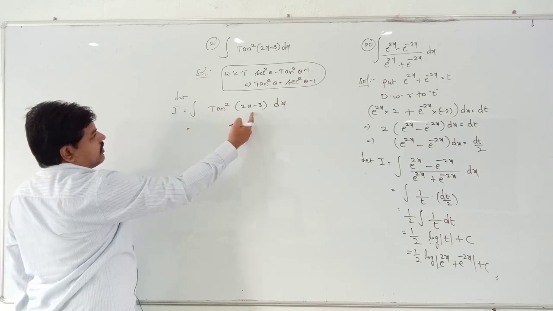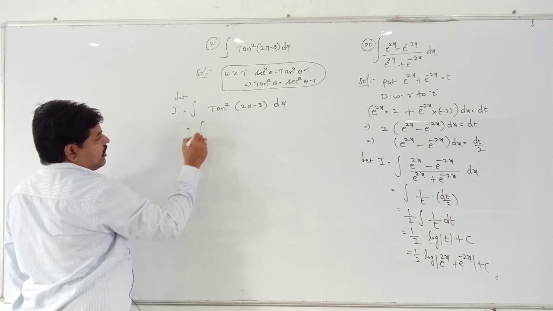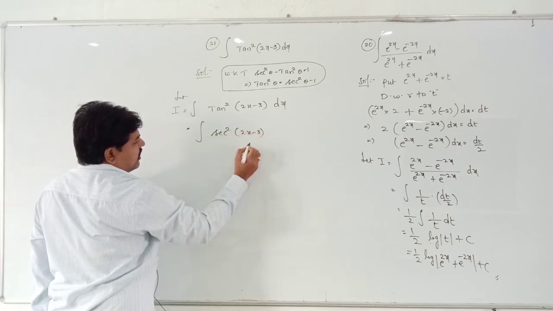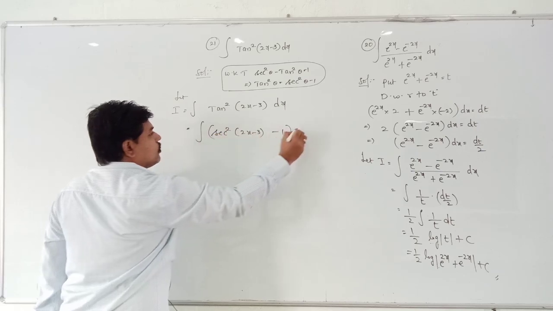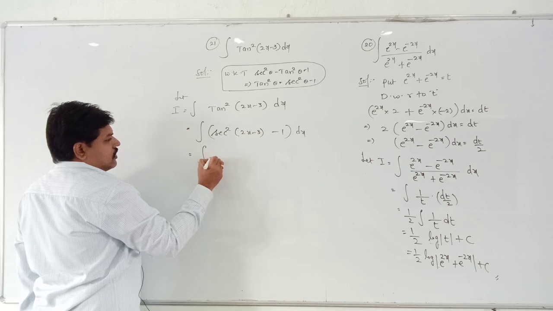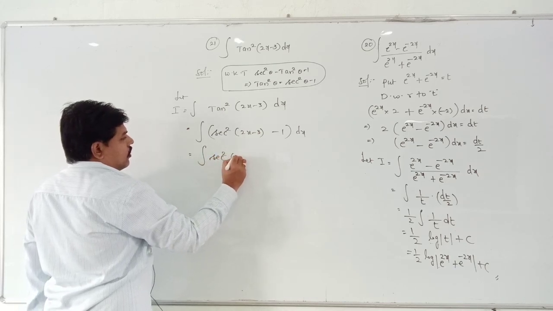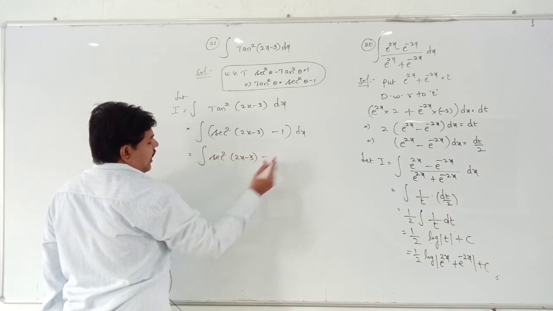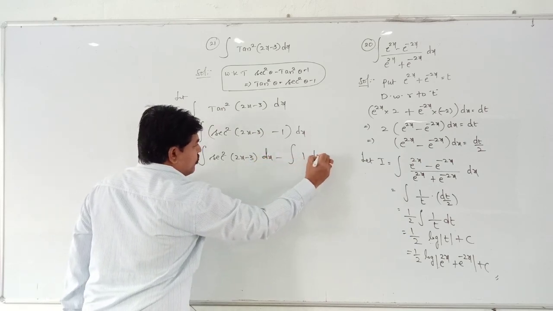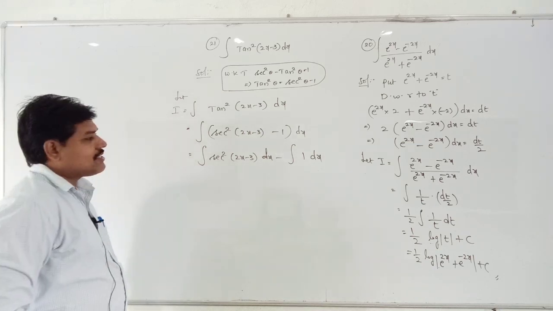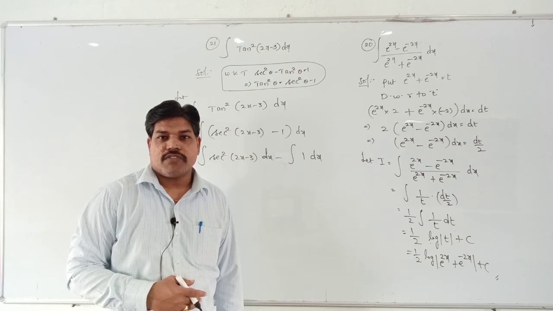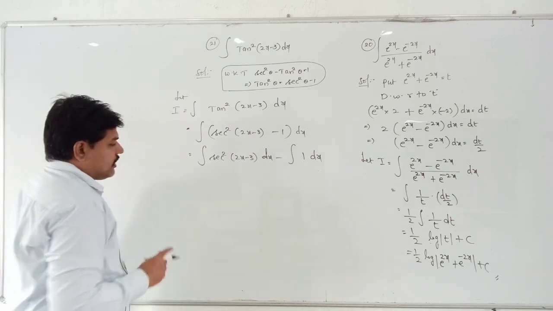Tan square theta can be written as secant square theta minus 1. So separate the terms here, students: integral of secant square (2x minus 3) into dx, minus integral of 1 into dx. What is the integral of secant square theta? It is tan theta.